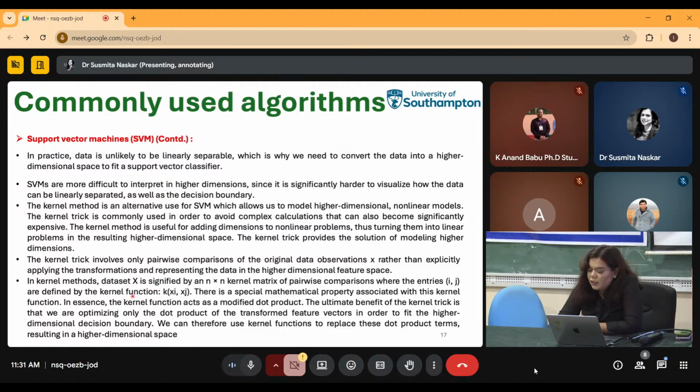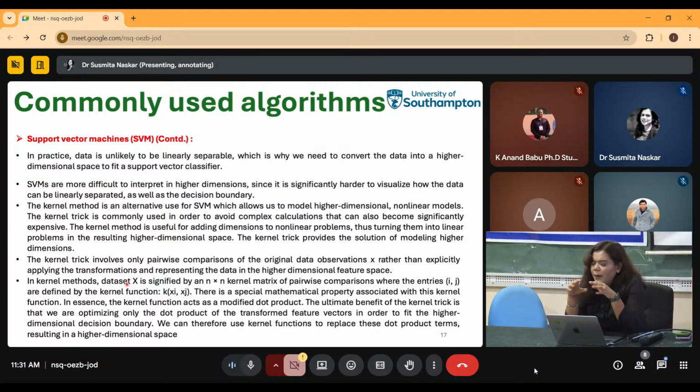What is a kernel function? Instead of transforming each data point, what the kernel trick does is compute only the pairwise comparison between the data observations, and that is done using this kernel function, okay? And this function acts as a modified dot product on the transformed feature vector, right? And the result is that we effectively operate in a high dimensional space without ever explicitly calculating the coordinates there.